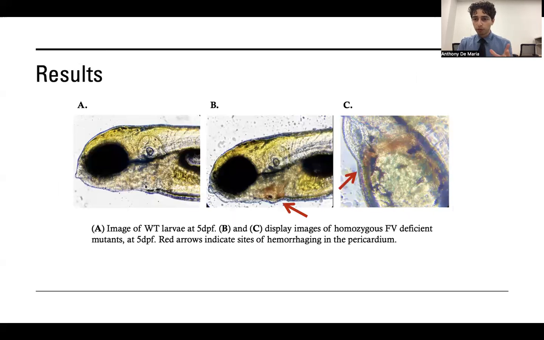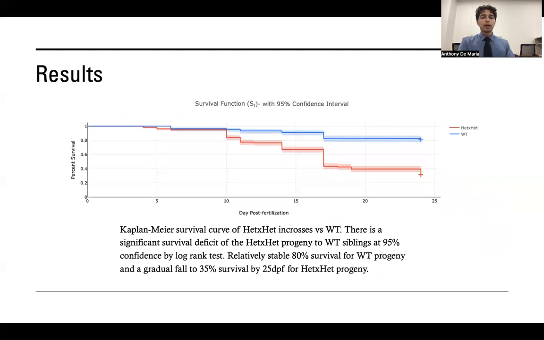So what are some morphological abnormalities that we observed? Here we have images of the factor V deficient progeny at 5 days post-fertilization. On the left, you have a wild type, which is just a normal larvae, and figures B and C are homozygous deficient larvae. And you'll see that they have some internal hemorrhaging, especially going on inside the pericardium of the zebrafish, which is some very interesting results.